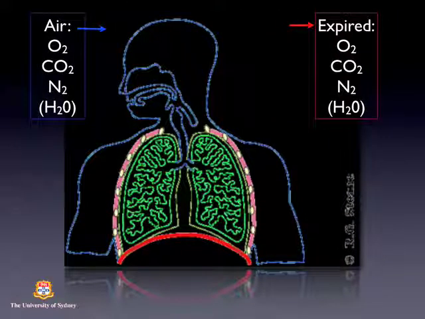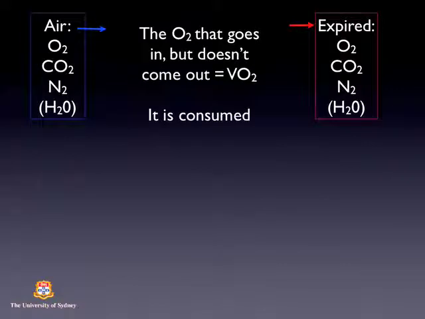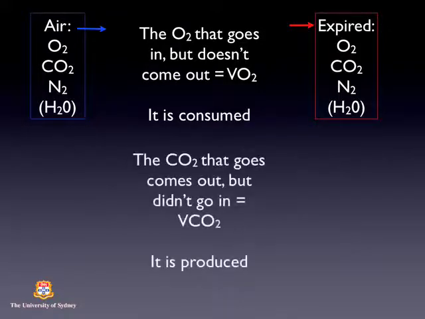So we analyse this expired air and we look at its composition and we compare it to the air that we inspired. Now the oxygen that's in the air that we inspired but doesn't come out is consumed by the body. It's our VO2. Likewise, the carbon dioxide that comes out but we didn't inspire, it's produced by the body, and that's our VCO2.